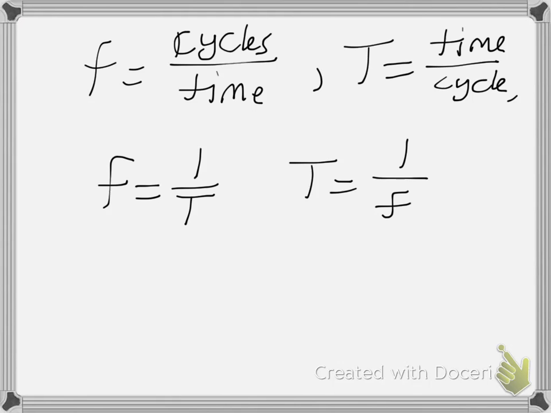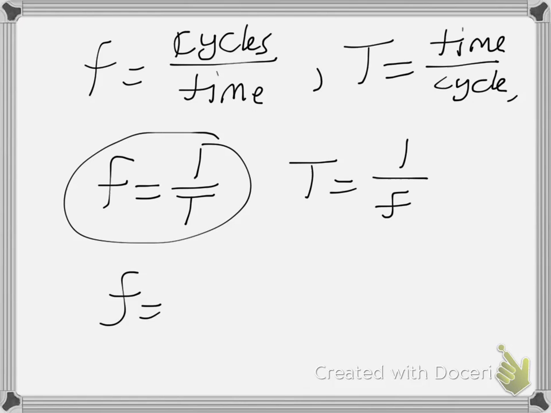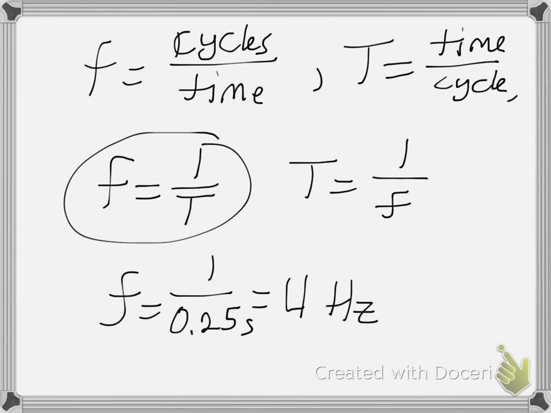Since we're given that the period is 0.25, let's use this equation. The frequency is going to be 1 over 0.25, and that turns into 4. The units are hertz. The units of 1 over seconds is hertz, and that means there are going to be 4 cycles per second in this wave.